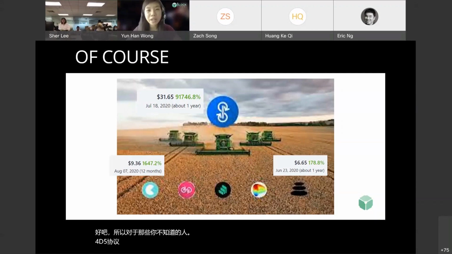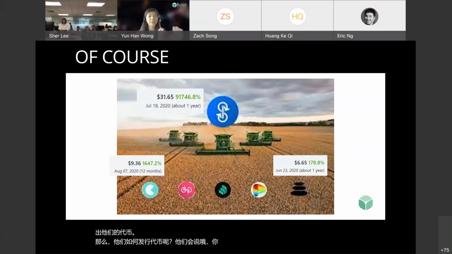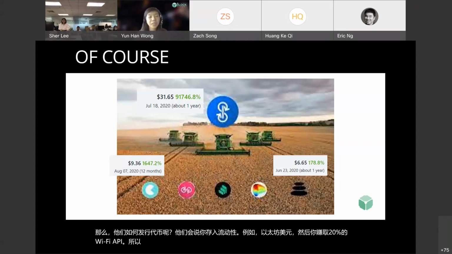All right, so for those of you that don't know, for DeFi protocols, very interesting. Most of them, when they first start, will have a liquidity mining program to issue their tokens. So how do they issue their tokens? They will say, oh, you deposit liquidity, Ethereum USD, for example, and then you earn 20% YFI APY. So this was the way for them to issue their tokens. So essentially, you are getting their governance token for free. And this is a way you can earn.